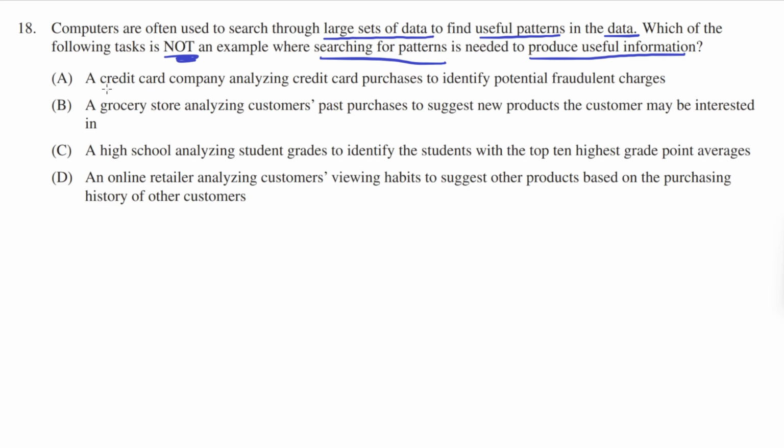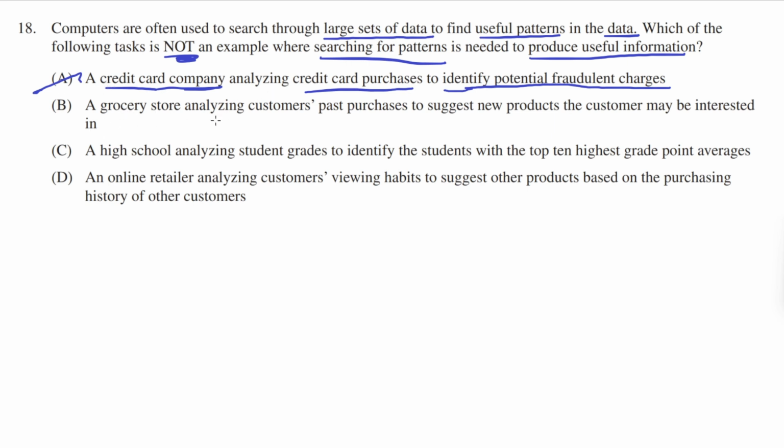So A says a credit card company analyzing credit card purchases to identify potential fraudulent charges. So this is a large data set going through credit card purchases of its customers and finding useful patterns, i.e., finding potential fraudulent charges based on previous card purchases. So this is a useful pattern and a large data set. So this is an example of what we're looking for, but the question asks us to find an example that is not. So A is not correct.